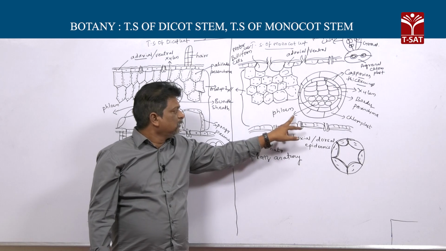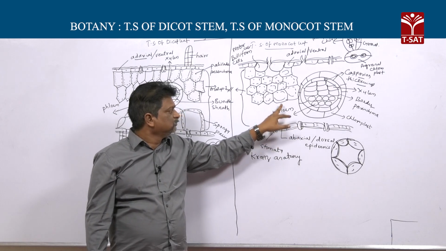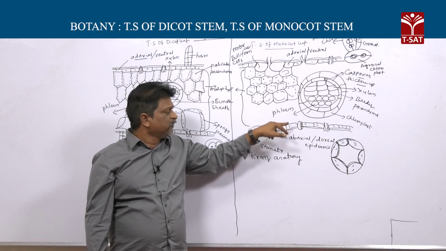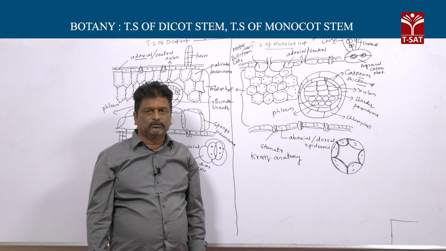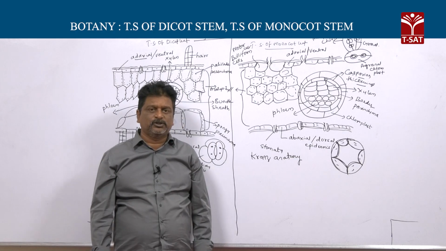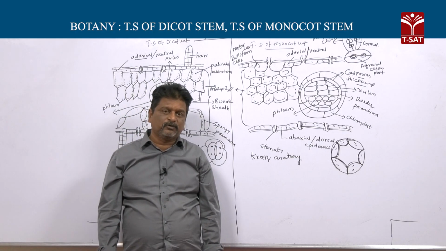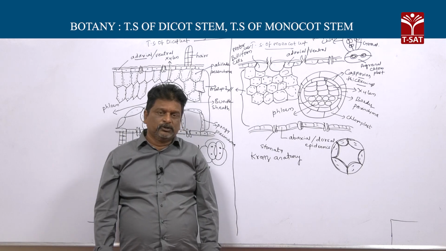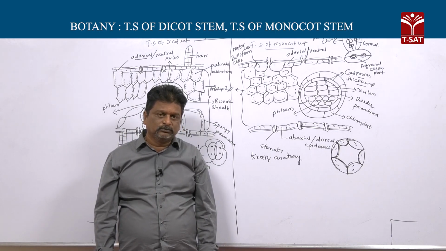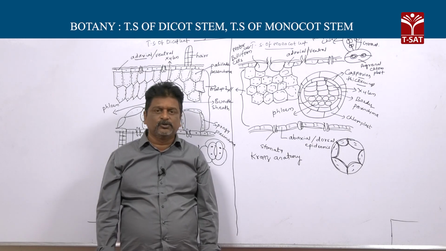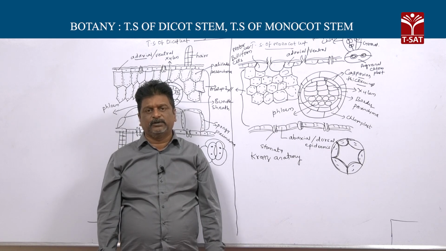In grass, monocot leaf, mesophyll is undifferentiated, no palisade and sponge, and the entire mesophyll contains an equal number of chloroplasts. So grass leaf is the same on both sides, so it is called isobilateral leaf. Isobilateral leaf.